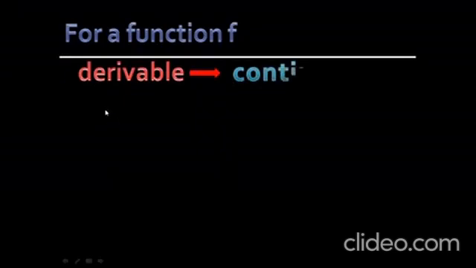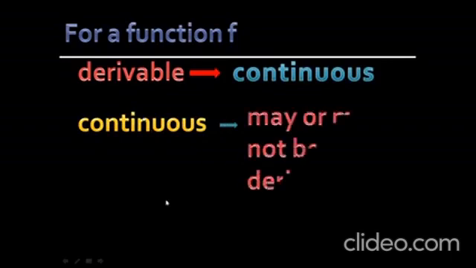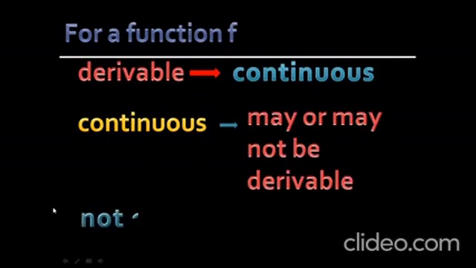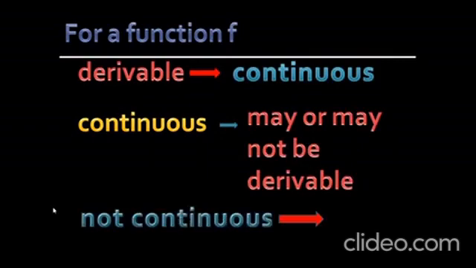It means every differentiable function is a continuous function, but not every continuous function is a differentiable function. It may or may not be differentiable. Sometimes it may be a differentiable function, sometimes it may not. If it is not a continuous function, it is not a differentiable function. Whenever we solve a question, we should be aware of this.